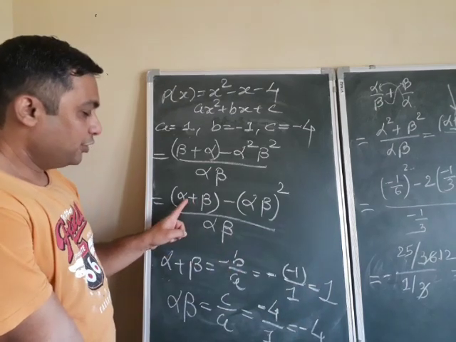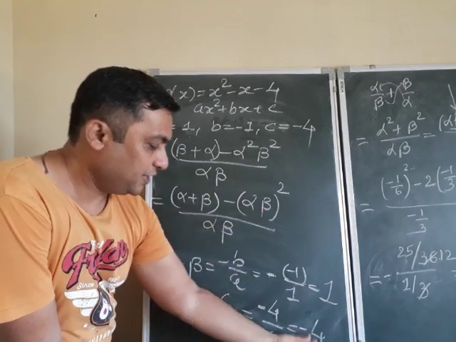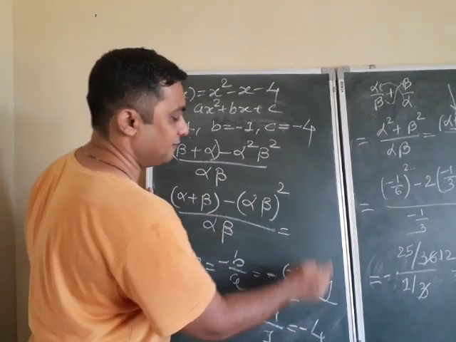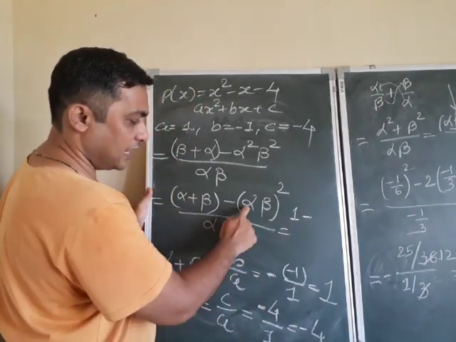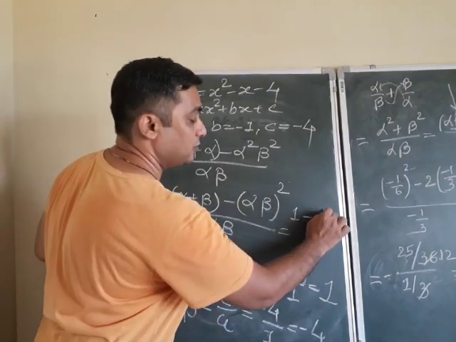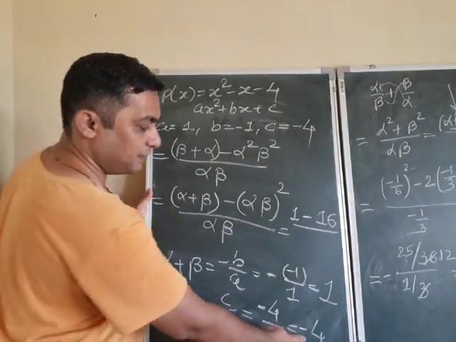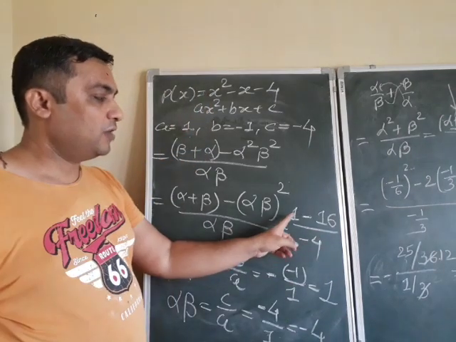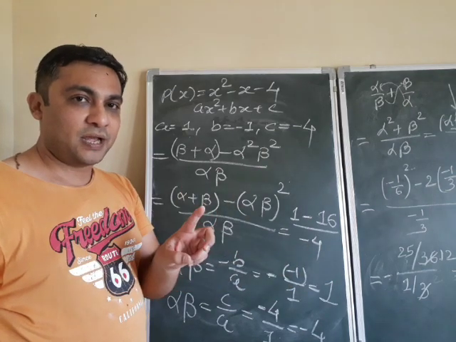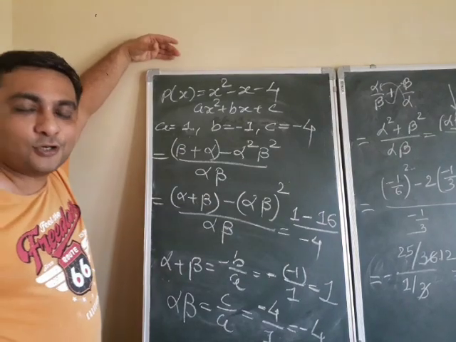Now all these values you substitute at their respective places. Alpha plus beta is 1. Alpha into beta is minus 4. So alpha plus beta is 1, minus alpha into beta, which is minus 4, whole square. So it's plus 16, okay, upon alpha into beta, minus 4. Now 1 minus 16, meaning minus 15 upon minus 4. Minus 15 upon minus 4 means 15 by 4. Minus minus cancel. Clear? Okay.